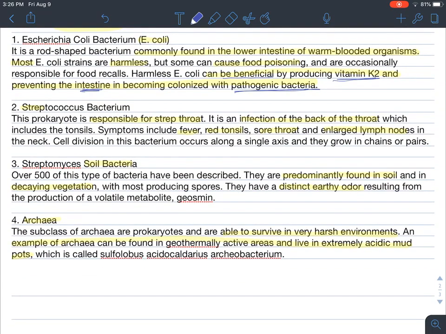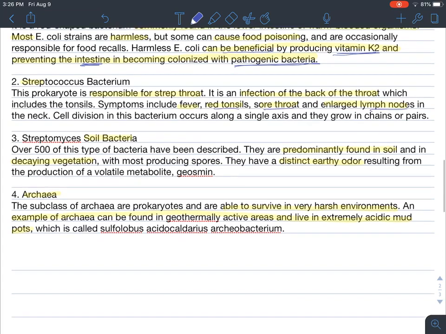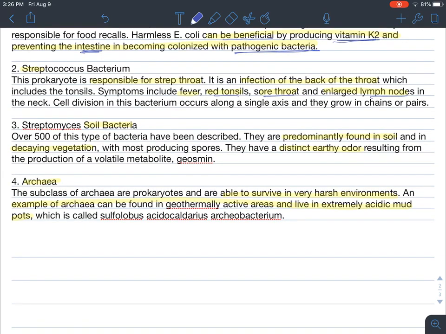So is strep. If you've ever had strep throat, Streptococcus bacterium. It's an infection of the back of your throat. You get a fever, red tonsils, sore throat, and your lymph nodes get enlarged as well. So that's another example of a prokaryotic cell, is that this bacterium gets inside of you and it causes this infection. That's a prokaryote that gets inside of you that causes that.